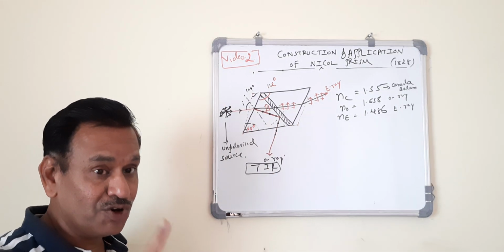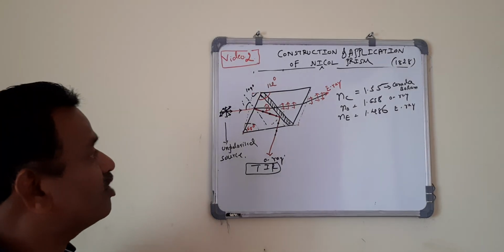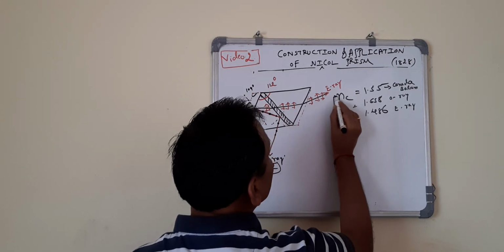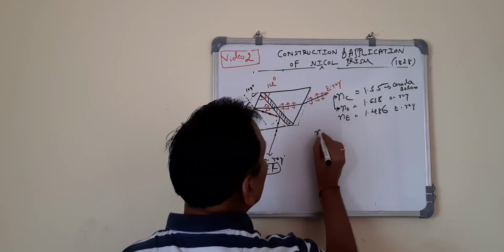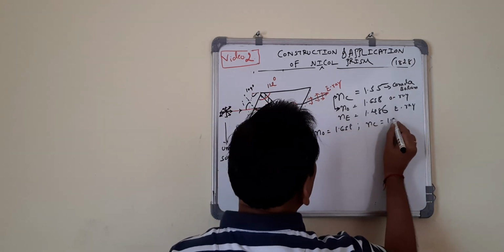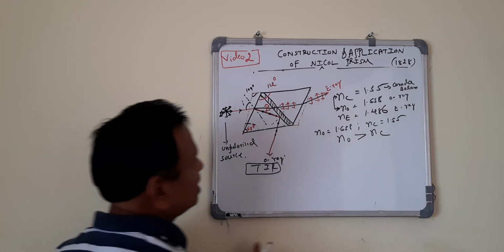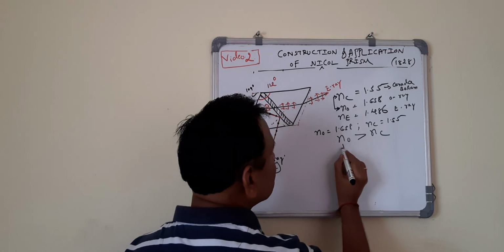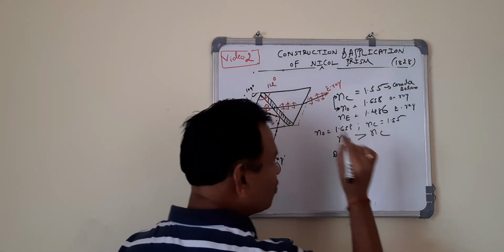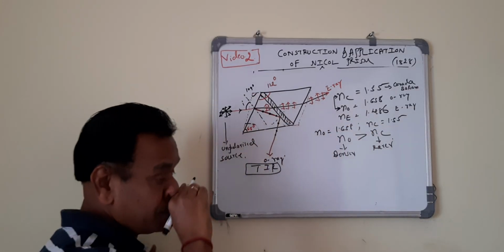That is the condition for total reflection. Light must travel from a denser to a rarer medium. Now I will combine these two. Here NO equals 1.658 and NC equals 1.55. Here NO is greater than NC. This is called the denser medium, because its value is more. This is called the rarer optical medium.